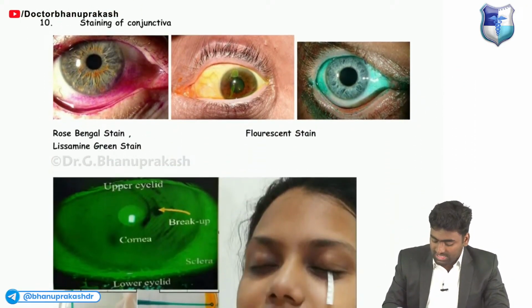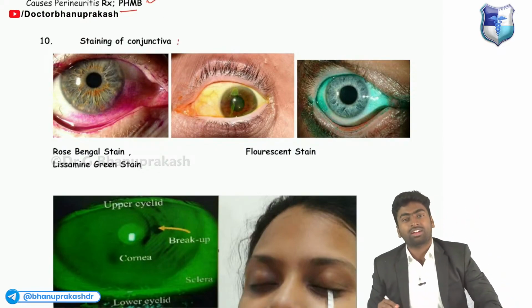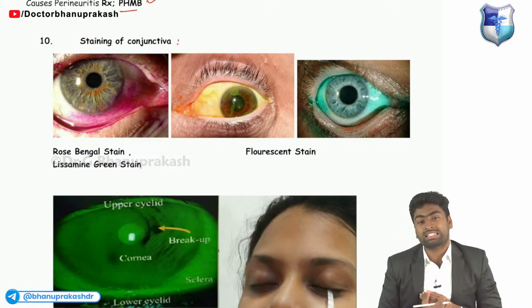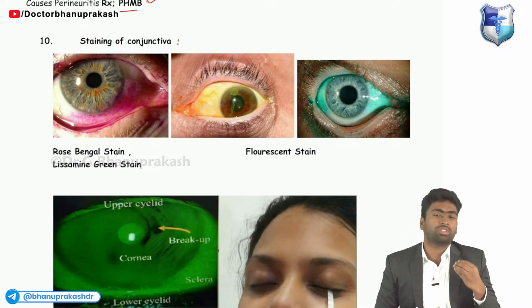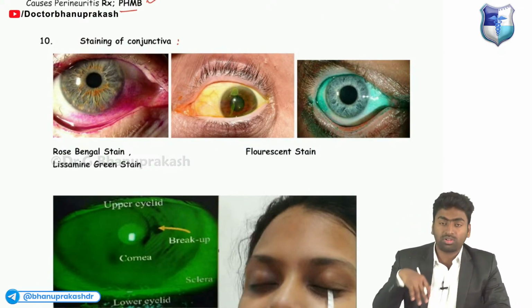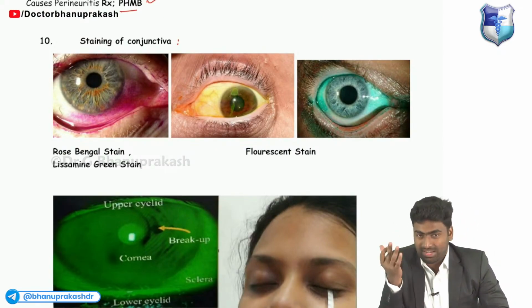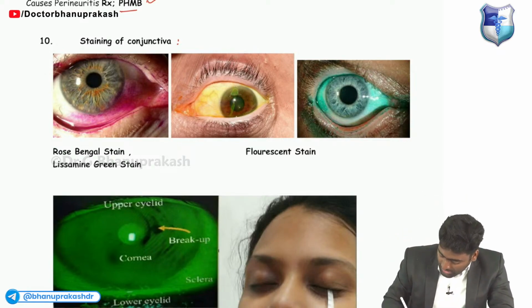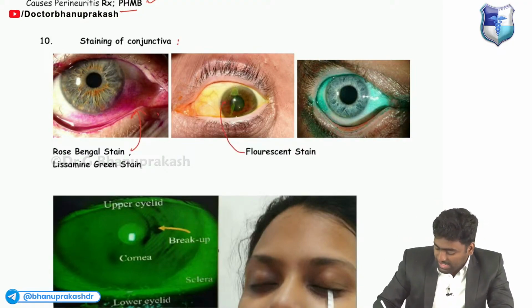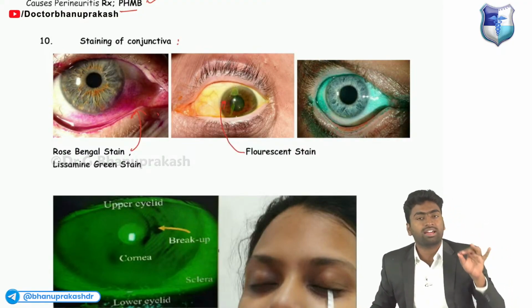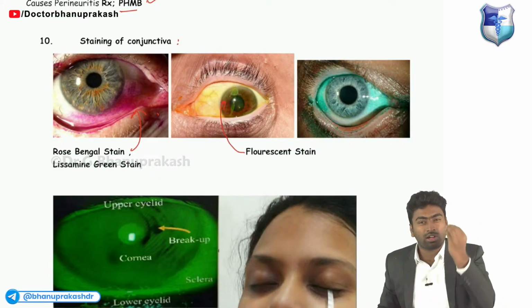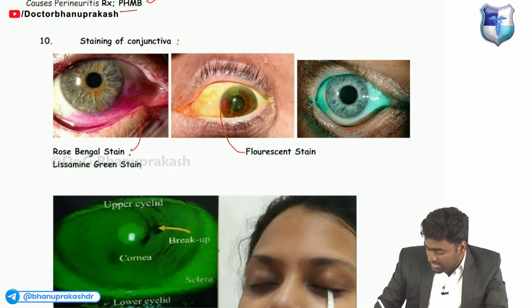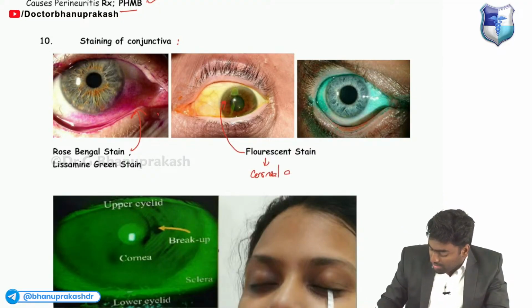Fine. And next, we'll see the staining of conjunctiva. Recent cases of dry eye have increased, so they will tend to ask this type of question. In a case of dry eyes, we'll stain the conjunctiva and see whether the patient has dry eyes or not. We'll use the first stain, which is rose in color, known as rose Bengal stain. Next, in case of any corneal trauma or corneal abrasion, we'll start with the stain known as fluorescein stain for corneal abrasion.